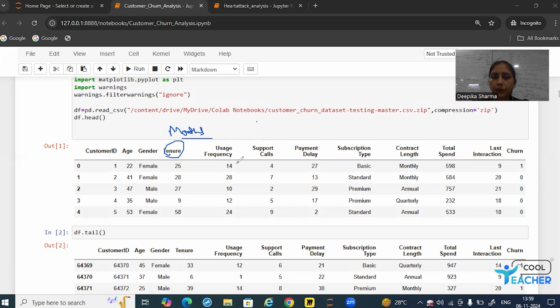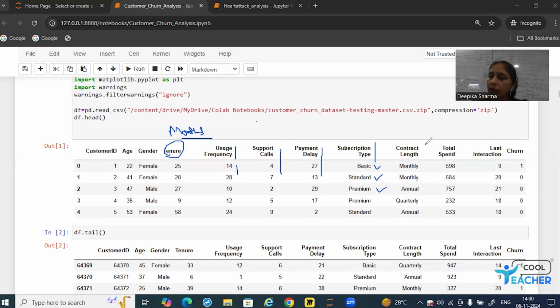Then there is usage frequency, one of the parameters here, which is how many times the customer used our services. Then how many times the customer gave a support call to us, and how many months of payment delays are present. And what subscription type they took, such as the basic subscription type, the standard subscription type, or the premium subscription type.